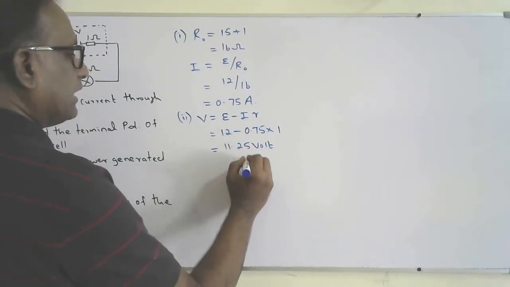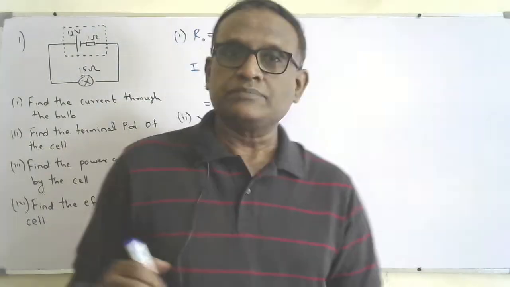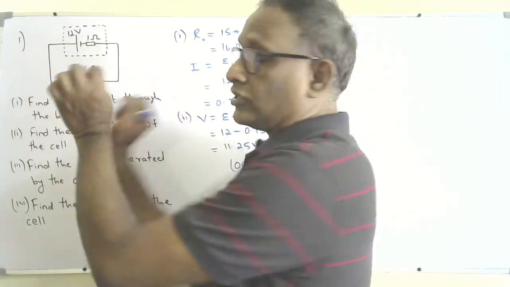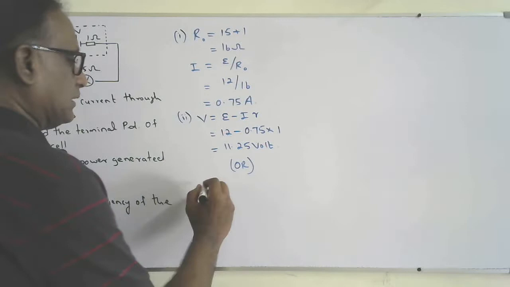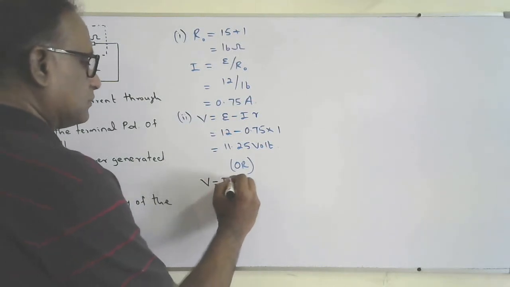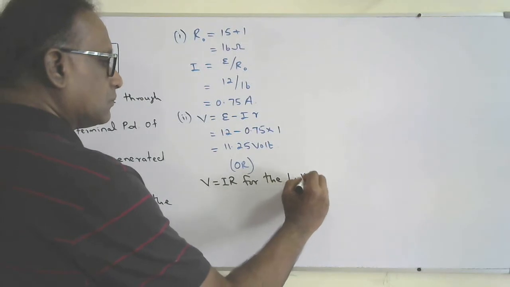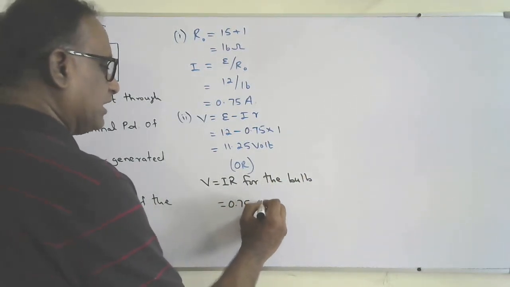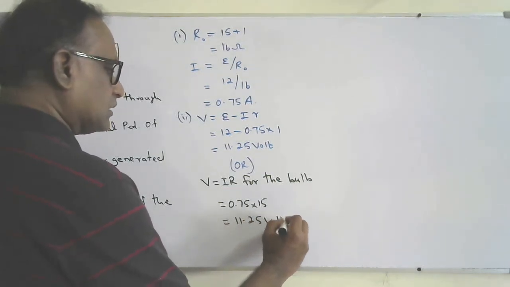Or I can find it like this in this circuit. The terminal potential difference means voltage across the terminals. That will be the same as the voltage across the bulb. So I can use V equal IR for the bulb. That will be equal to current 0.75 into 15. You will get the same answer, 11.25 volt.